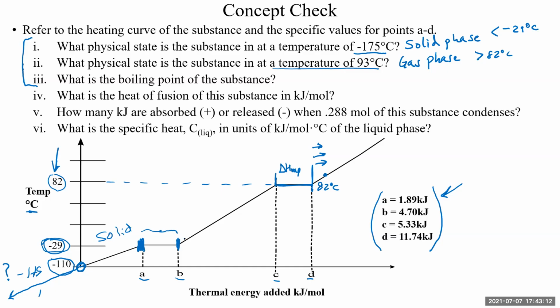And of course, any point in this region right here is going to be liquid. Anything between negative 29 degrees Celsius and 82 degrees Celsius, greater than negative 29 or less than 82, this substance, whatever substance X is, we don't know, is going to be in its liquid phase. So liquid. So that's how you look at this curve in that way, but there is more to this curve than just that, as you know.